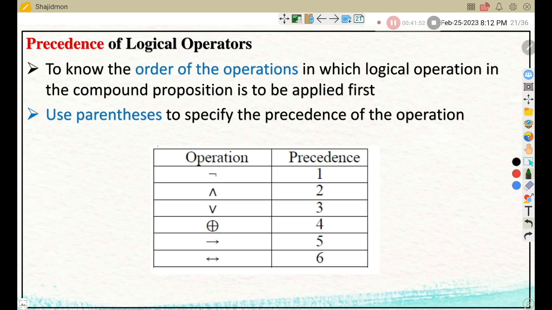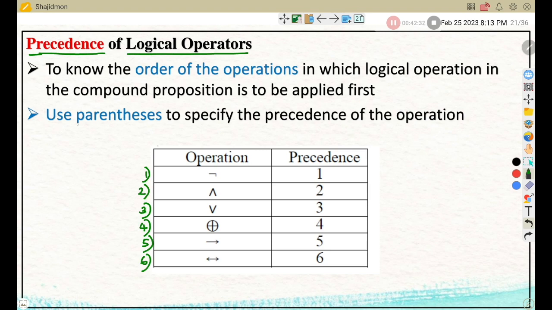Hope you understood. Okay, now precedence of logical operations. That means the order. We have studied many logical operators: negation, and, or, XOR, implication, and if and only if, the biconditional. So which operation will we take first? Precedence of logical operations is to know the order in which the logical operations of a compound proposition are to be applied first. That is the meaning of precedence of logical operators.